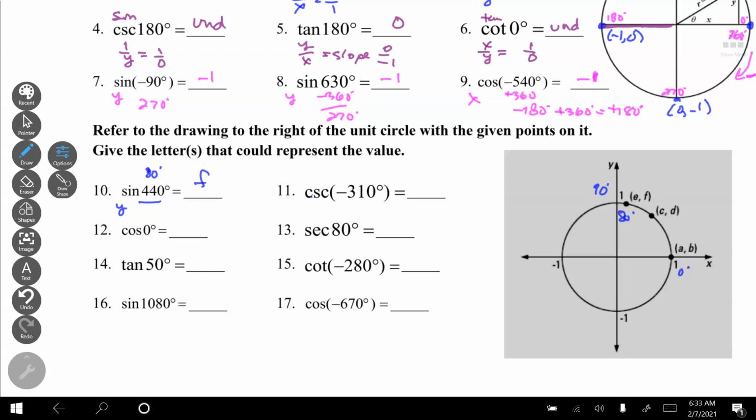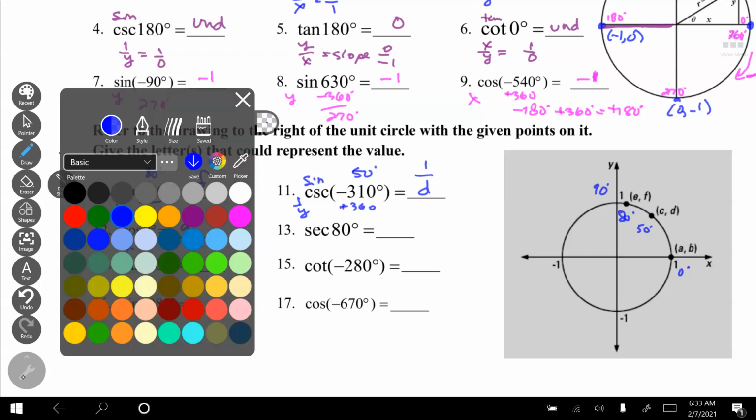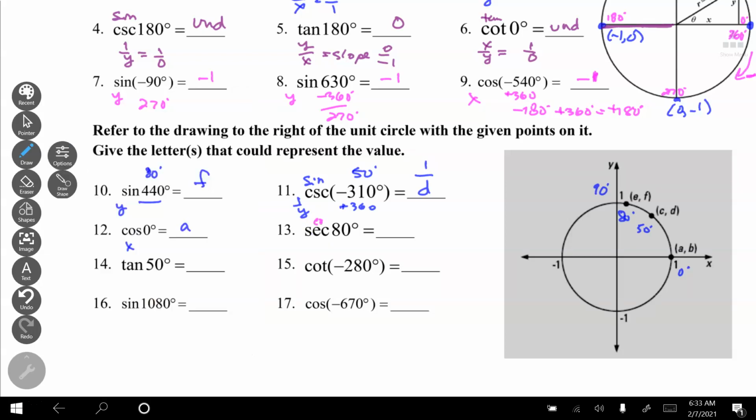Well, cosecant goes with sine, so it's going to be 1 over y. Again, I'm not a big fan of this angle, so I add 360. I get 50 degrees, and I'm going to guess 50 degrees is this point right here. So 1 over y would be 1 over d. Cosine is the x value, so the x value at 0 degrees is a. Secant goes with cosine, so it's going to be 1 over x, and at 80 degrees, that's e, so this is 1 over e.